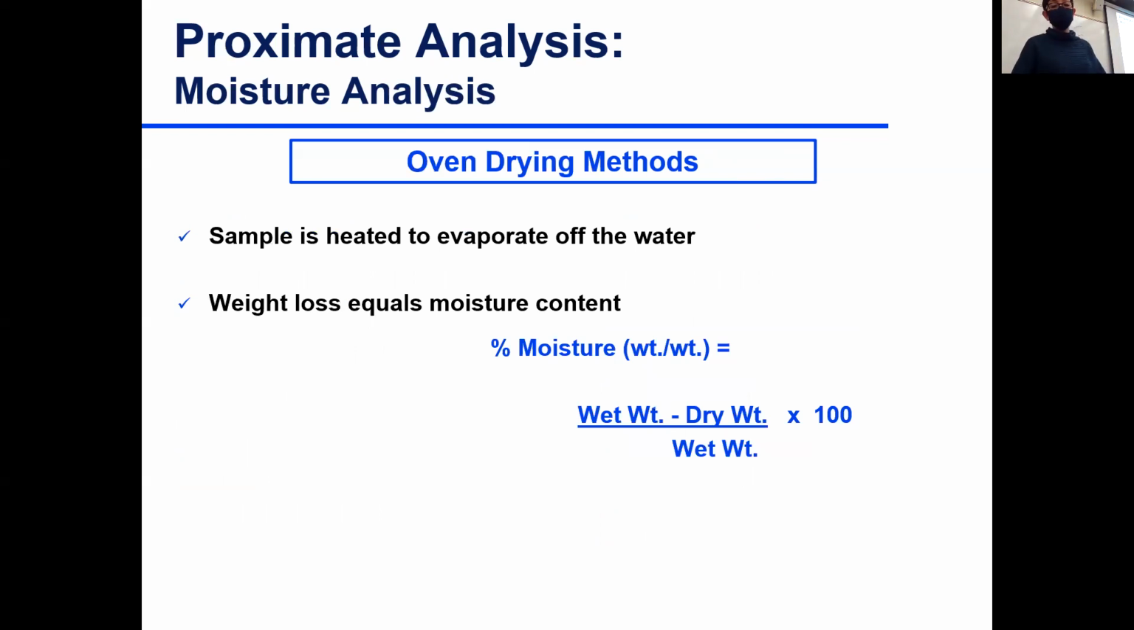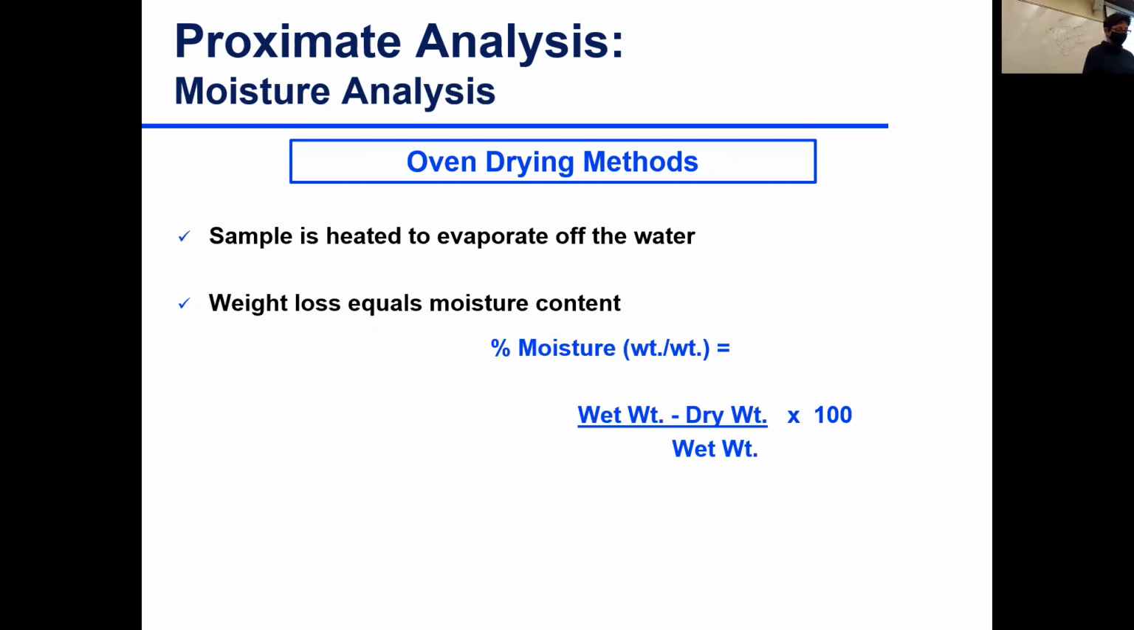Oven drying methods. So these are the simplest, easiest methods. If you have a vacuum oven in your lab, that's the go-to method for moisture analysis. You're going to learn vacuum oven next week. Sample is heated to evaporate the water.